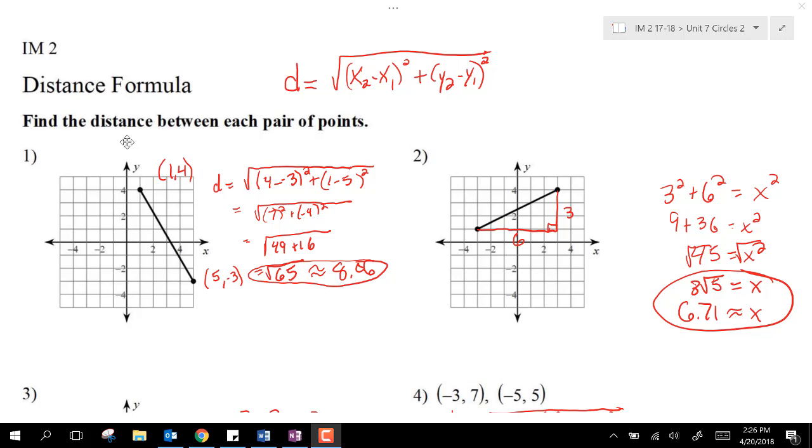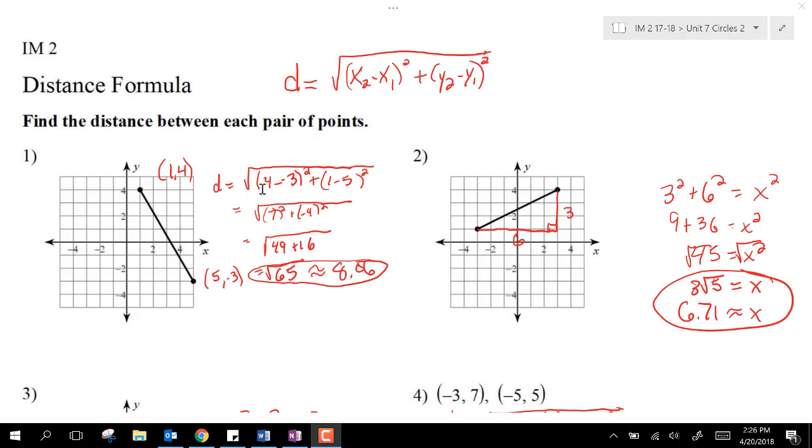Alright, so today we're going to talk about the distance formula and how it applies to the stuff that we've been doing. So find the distance between each pair of points. The main way we can solve for the distance between 2 points is our distance formula. Square root of x2 minus x1, it could be flipped, it doesn't matter, squared, plus y2 minus y1 squared as well. And again, that could be flipped just like the x's can.